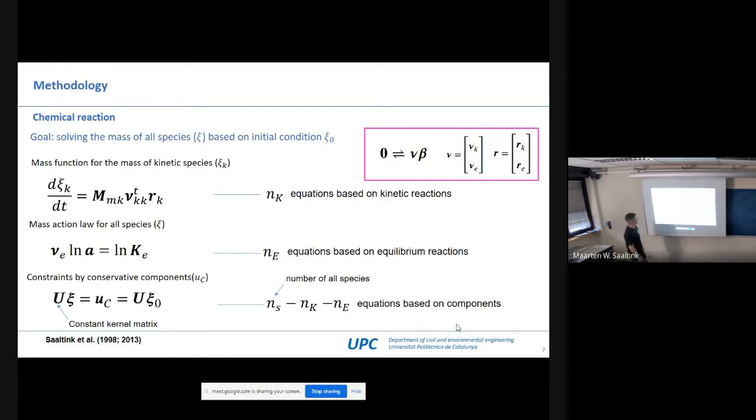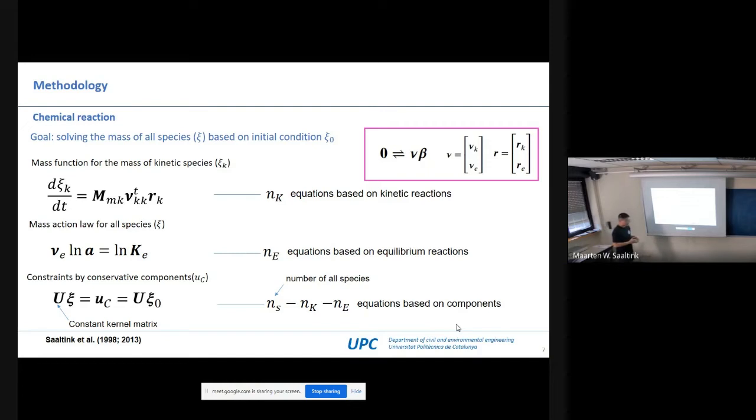for every reaction. So now we have NK equations for kinetic reactions, and we also have NE equations for the equilibrium reactions. However, we may have many species, and the number of species NS might be larger than the number of equations. So we need more constraints. And here we use the conservative components as the additional constraints. What is a conservative component?